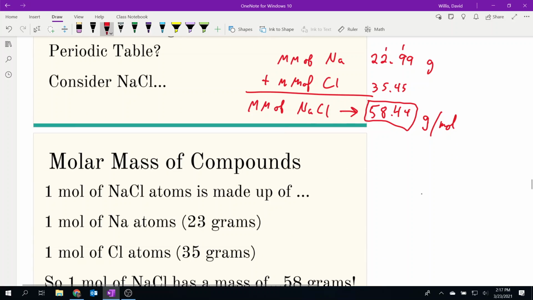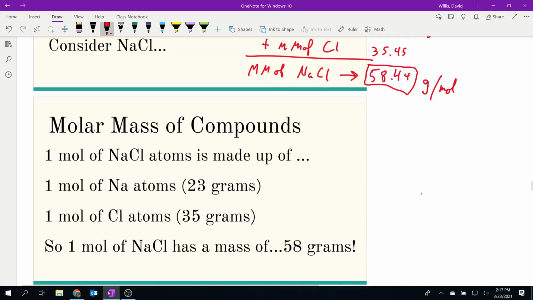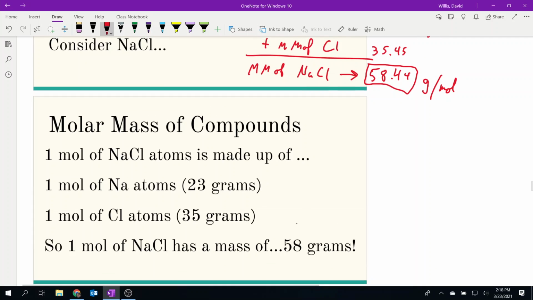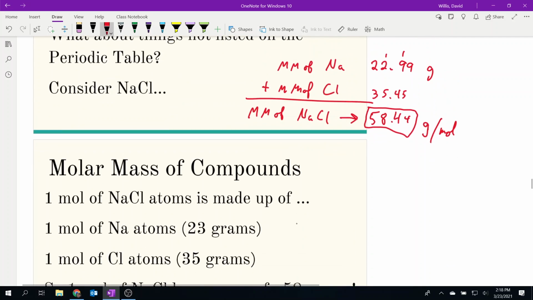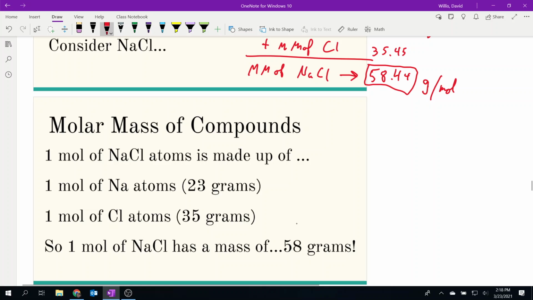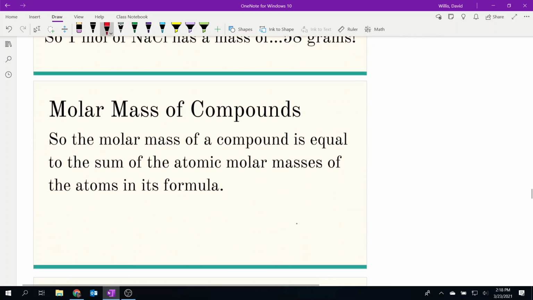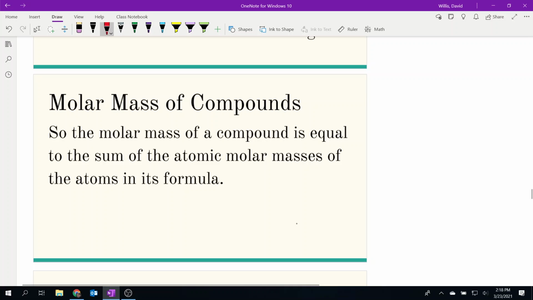Sure enough, they rounded to 23 and 35, and it still comes out about the same, because they rounded 23 and 35, so it would add together to make 58. All right, we feel good about how that happened? Excellent. All right, so let's press on. The molar mass of a compound is equal to the sum of the atomic molar masses of the atoms. All right, and we did that.